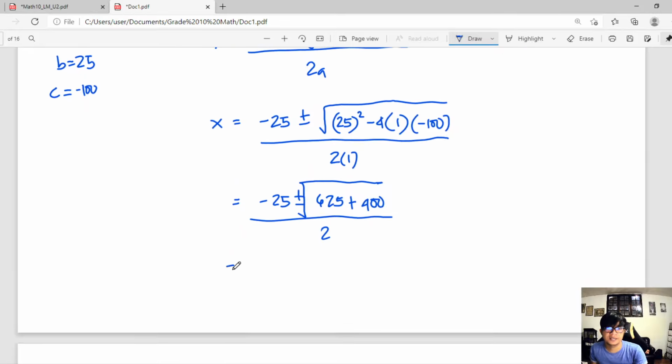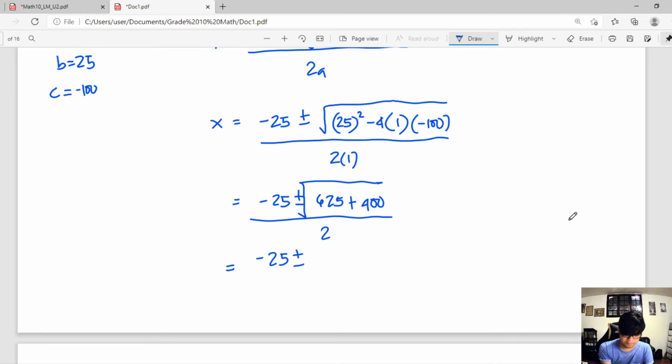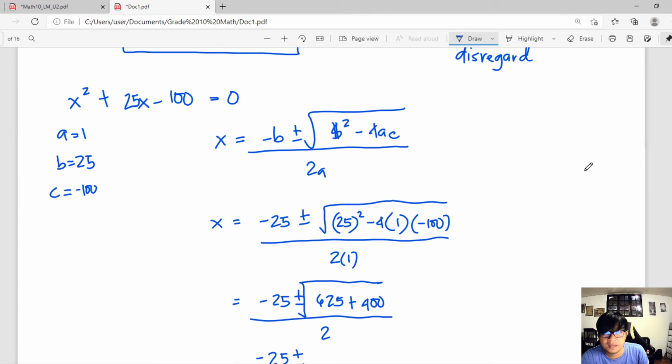Then we have here negative 25 plus minus the square root of 625 plus 400. We will get the square root here.